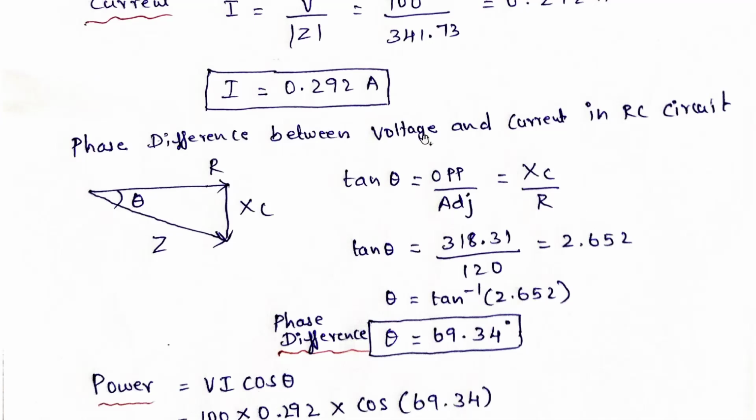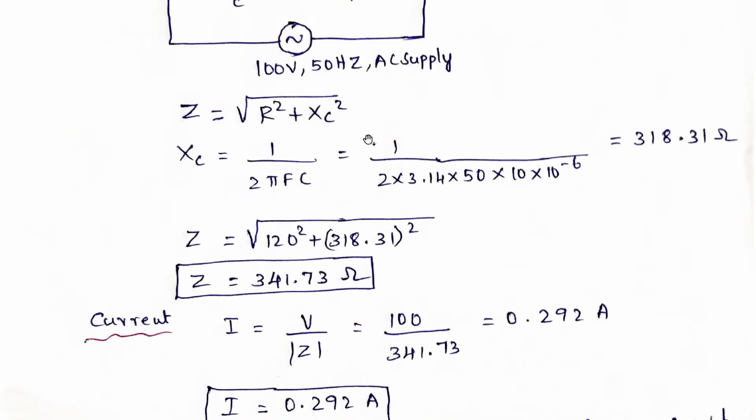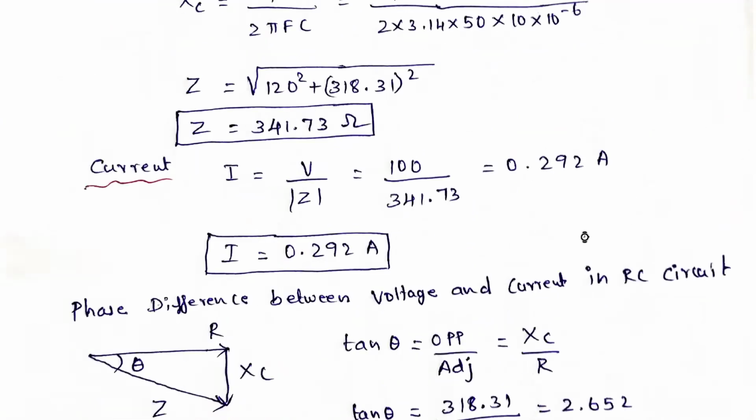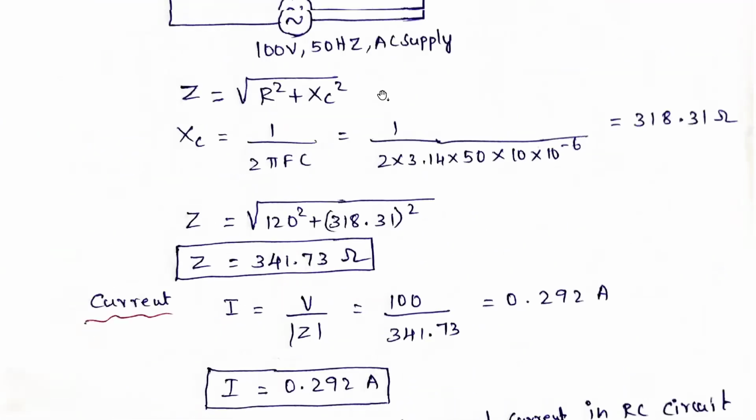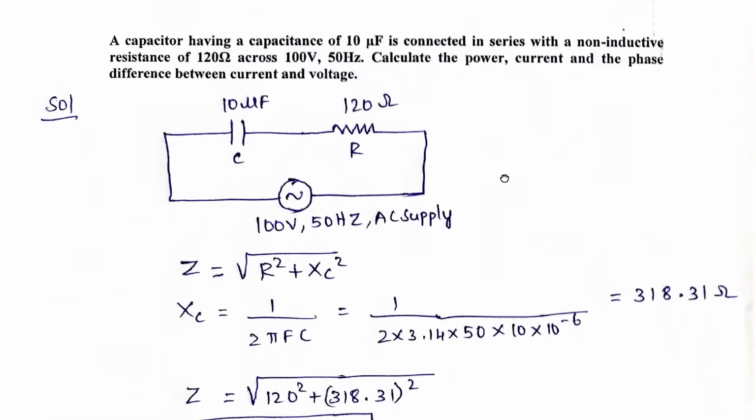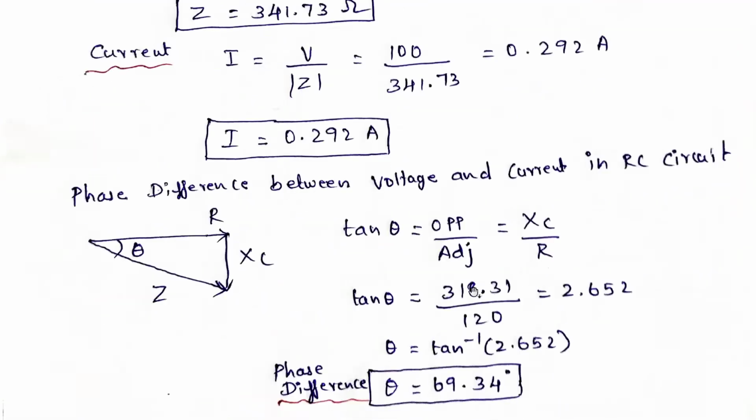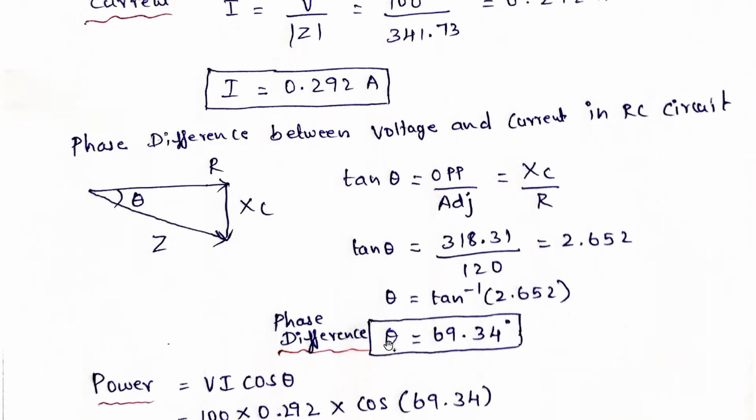The XC value we calculated as 318.31, divided by R, which is 120 ohms from the problem. Just substitute here: 318.31 divided by 120. If you simplify this, we get the answer as 2.652. That is tan theta. We want only the phase difference, so theta is equal to tan inverse of 2.652. If you calculate, the phase difference theta is 69.34 degrees.